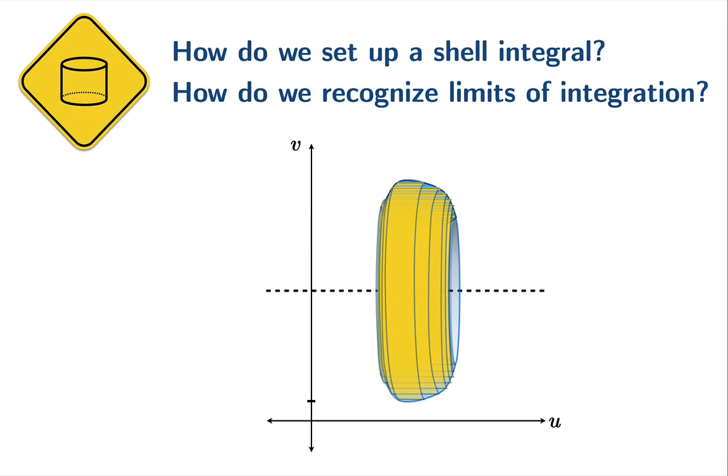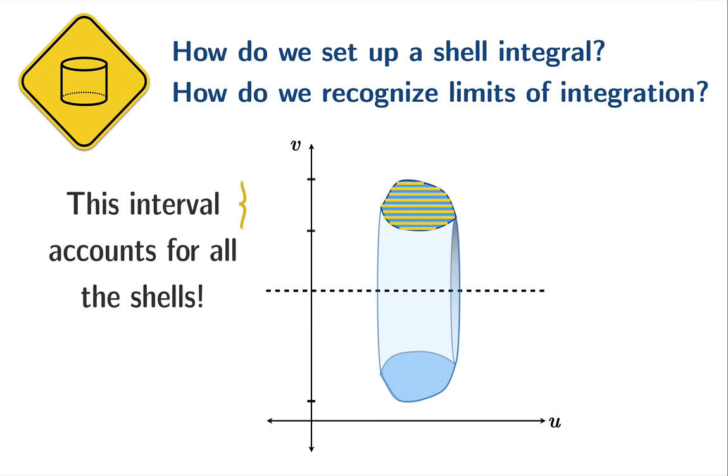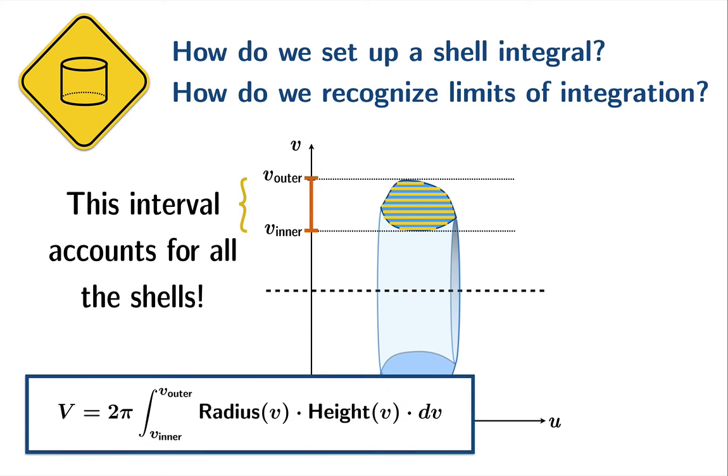So here's how your shells fit together. And now look, this interval right here accounts for all the shells. So our integration is going to take place from v inner to v outer. You go inside to outside in this case.